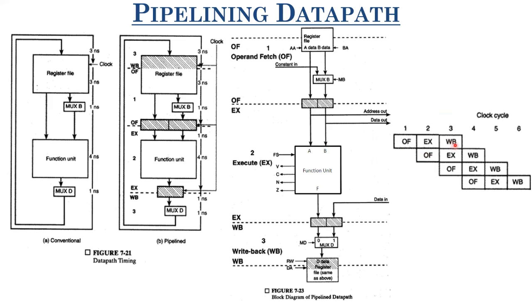Similarly, in the third cycle, what is happening? Write back of the first operation is being done, and execution of the second process is being done, and also operand fetch of the third process is started. So by this, after the end of the third cycle, you'll get one output at each clock cycle. So you are performing one operation, one computation at each clock cycle after a delay of these 3 clock cycles, right? This is the advantage of pipelining.